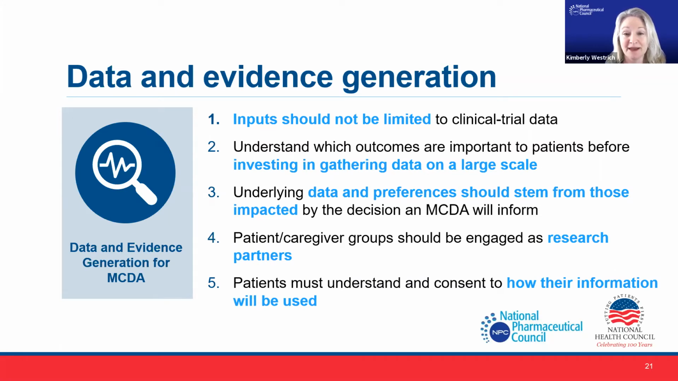Number 4, patients and caregivers are not only people from whom we're getting data, they should be full research partners in an effort like this. That's going to enable us not only to identify what's most important, but to be going through the research process in a way that's the most efficient and probably in a way that's going to help us reach the most diverse populations that are relevant in that particular decision context. And finally, it's critical that patients understand how their information is going to be used and that they consent to it being used in that manner. So that is the input takeaways.